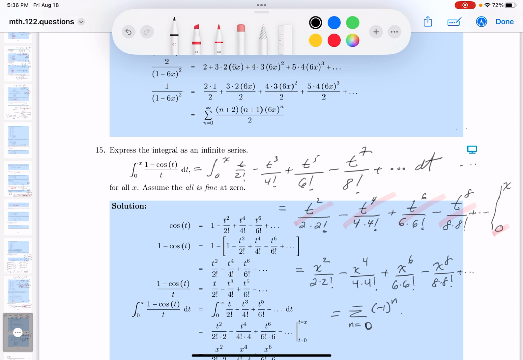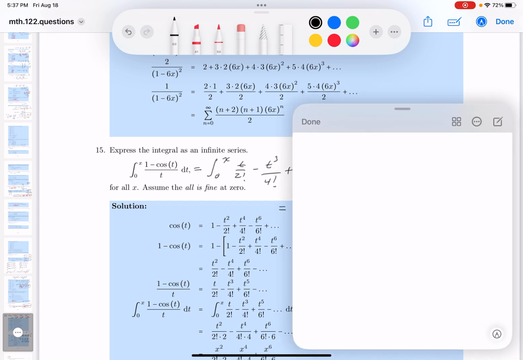And what goes on bottom? It is going to be, let's see, 2, 4, 6, 8. That's going up by 2. So I'll say 2n plus 2, and then 2n plus 2 factorial. Let me just see if that works. If n is 0, I would get 2 times 2 factorial. If n is 1, I would get 4 times 4 factorial. If n is 2, I would get 6 times 6 factorial. Yeah, it works pretty good. What goes on top? x to the 2n plus 2.